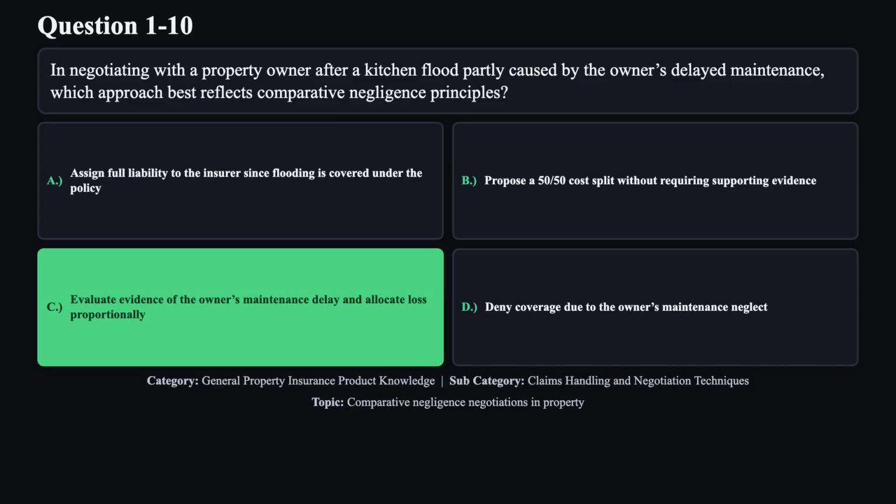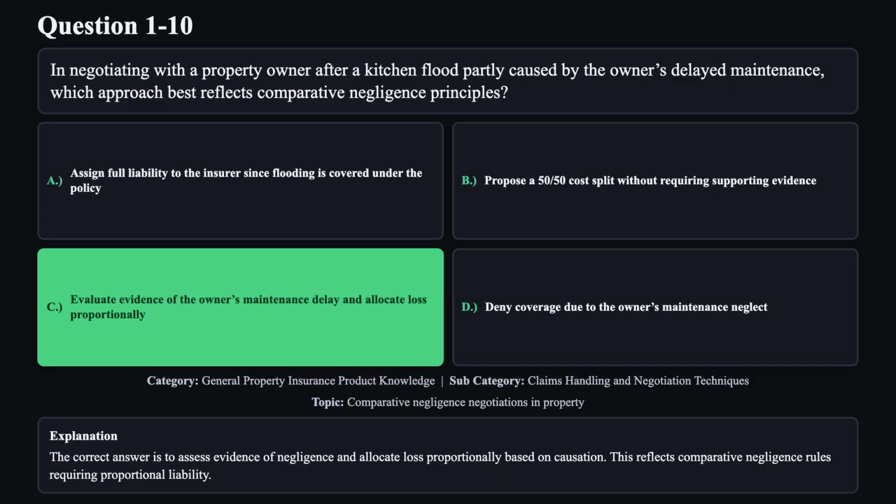The correct answer is C. The correct answer is to assess evidence of negligence and allocate loss proportionally based on causation. This reflects comparative negligence rules requiring proportional liability.